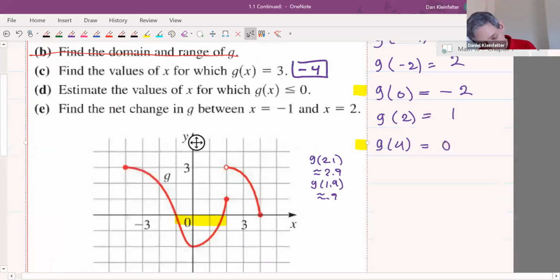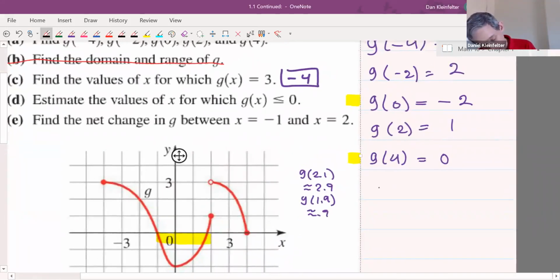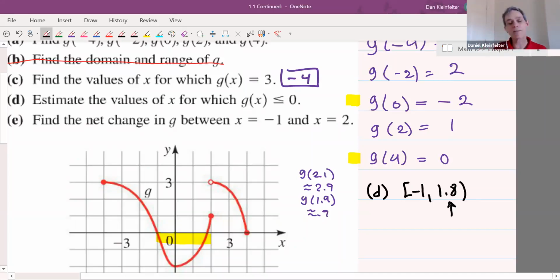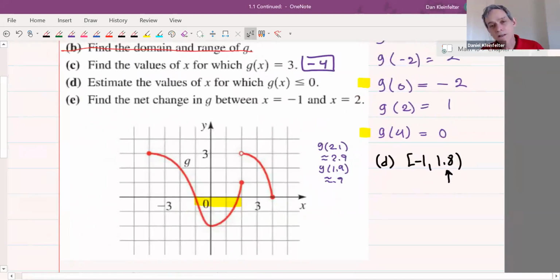Maybe -1 to 1.8. Let's see, that was D. -1 to 1.8. I'm guessing there, right? It said approximate or estimate. Here also I'm using interval notation. If that's rusty for you, we'll be reviewing that here in the next section as well, in 1.2.